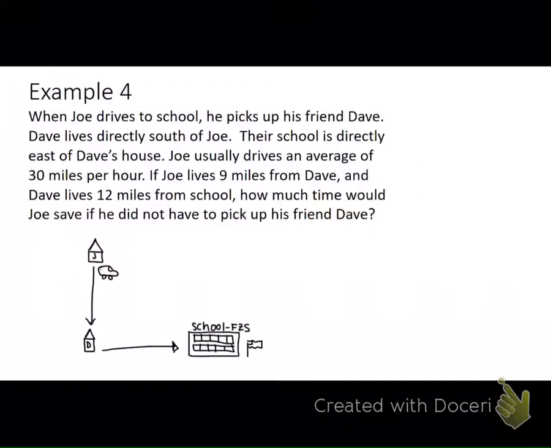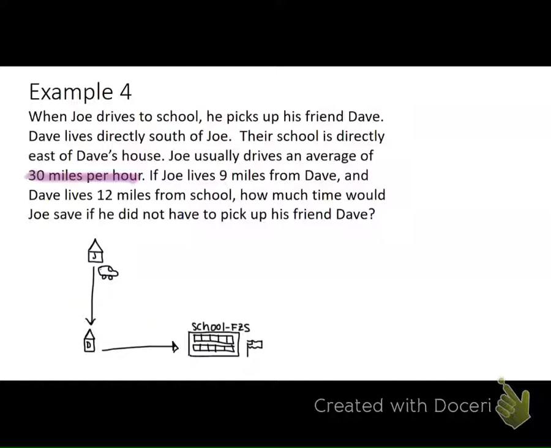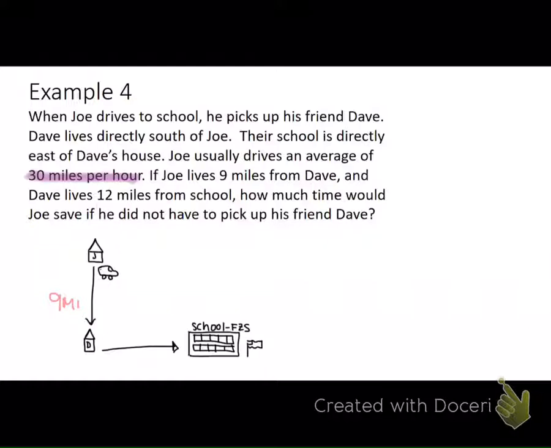It tells you that Joe drives an average of 30 miles per hour. So we aren't going to use this right now, but we need that later. So I'm just going to highlight that for later. We know that Joe lives 9 miles from Dave, and Dave lives 12 miles from the school.